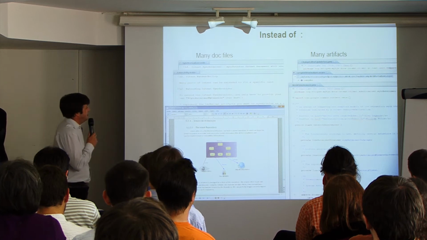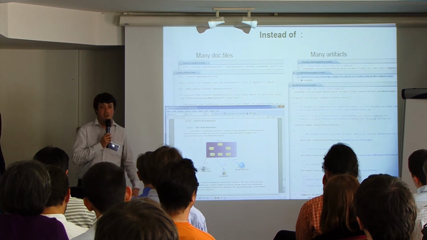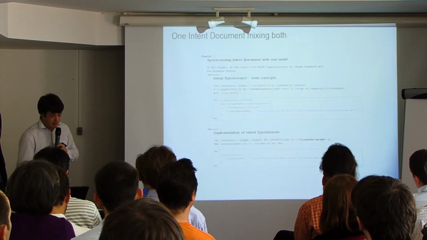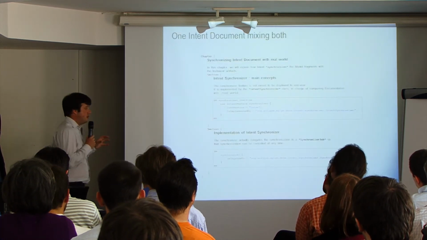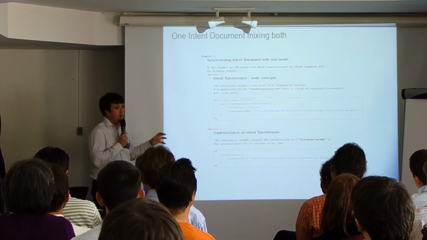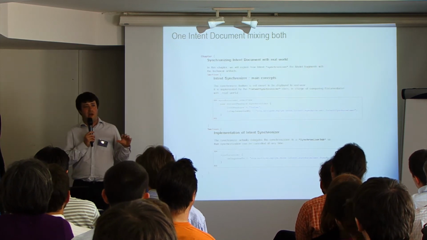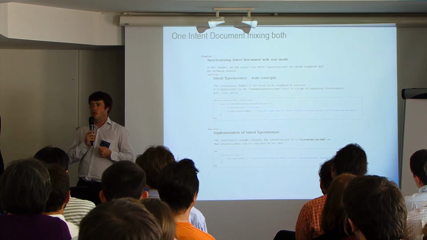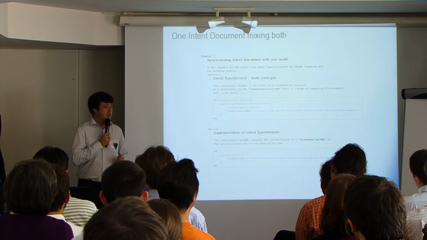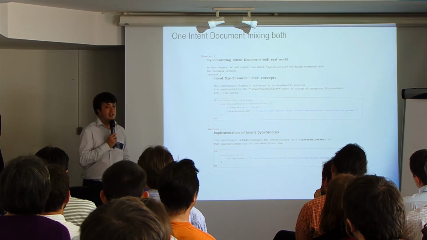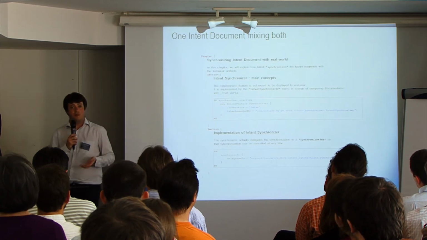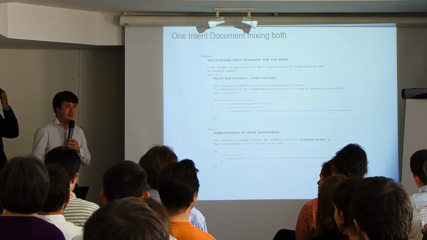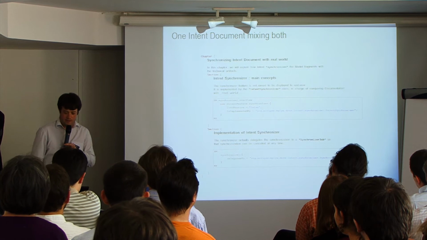So instead of many documentation files and many artifacts, here artifacts being models or source code and so on, you end up with one Intent document which is mixing both. So you have formal parts which describe the model elements or parts of the model elements and parts of the system, and, well, parts in natural language which are targeted to the audience, which explain the reason why you design the system that way, for instance.